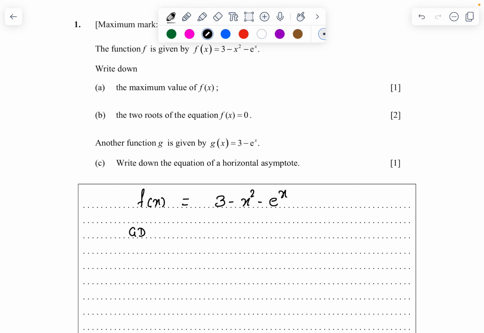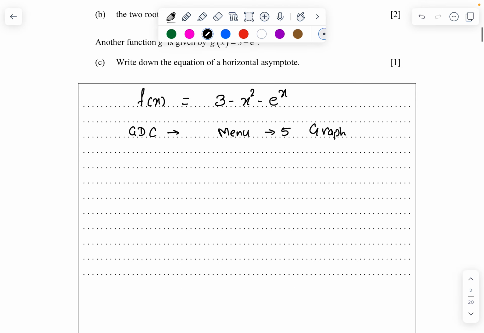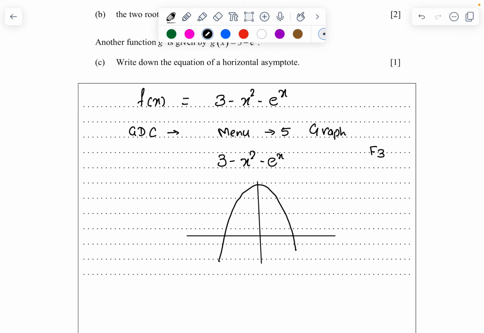I am going to use the GDC, then go to menu, then plot 5, then draw the graph. 5 is for graph. The graph you have to draw is 3 minus x squared minus e power x. Then what am I going to get? Use F3 to change the limits because your graph should look like this. If your graph doesn't look like this, then somewhere it has to be changed. The function limit should be changed. So it should be in this way.